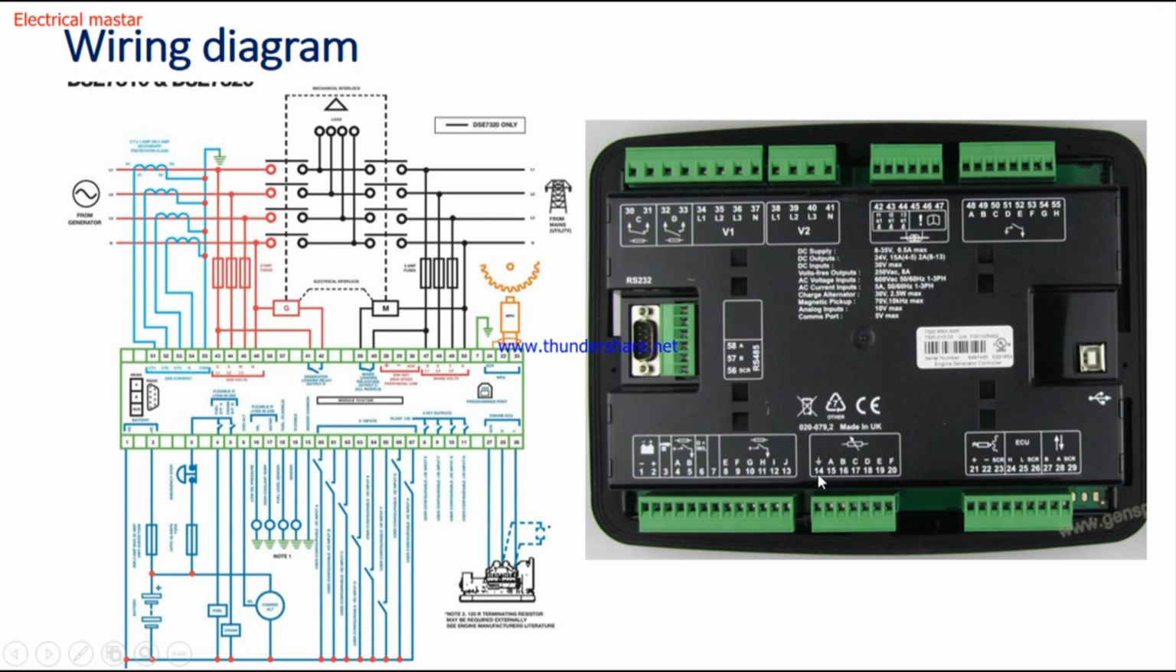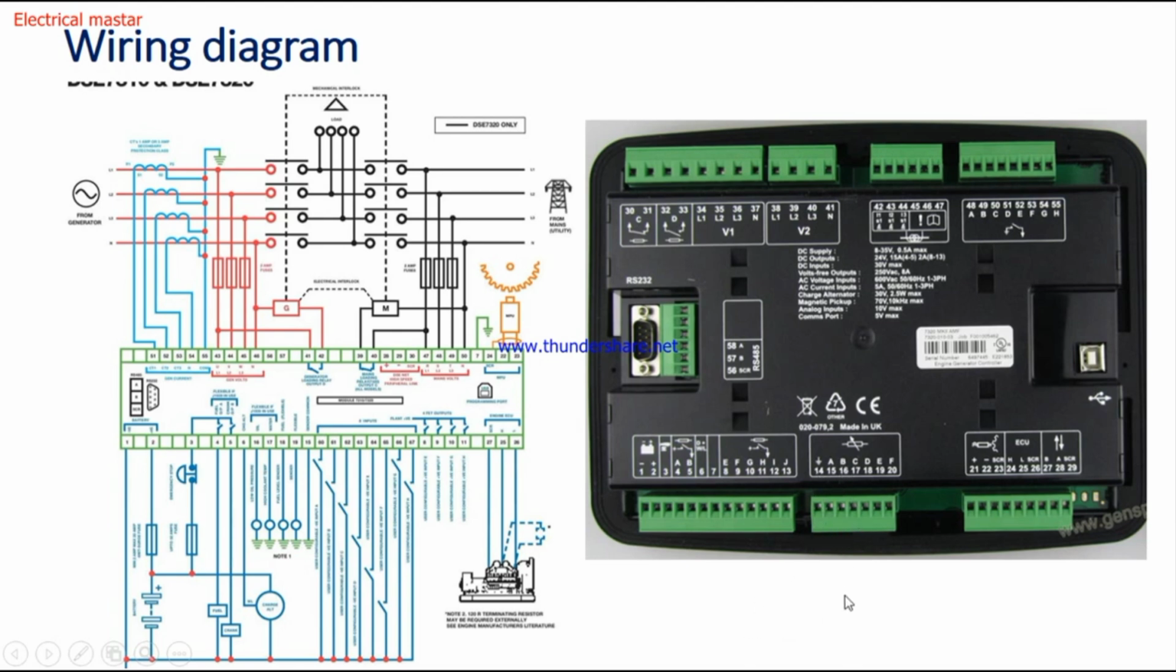And see here, terminals number 14, 15, 16, 17, 18 up to 20. These terminals are used for the analog auxiliary inputs, like our sensors: lube oil sensor, fuel low level sensor, or coolant temperature sensor. All the analog sensor inputs will be connected here. From the A terminal, 15 is dedicated to the lube oil low pressure. So the lube oil sensor will be connected here. The input is connected here, and the negative is going to connect to the 14th pin.